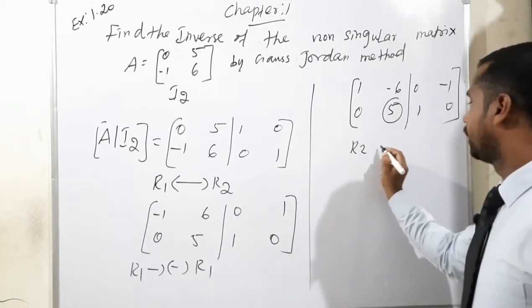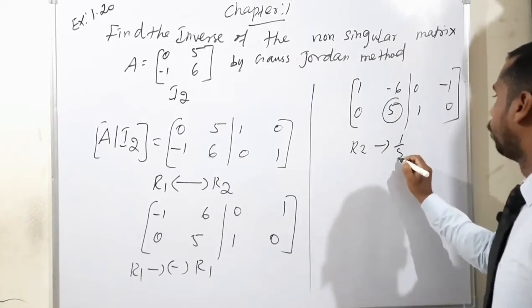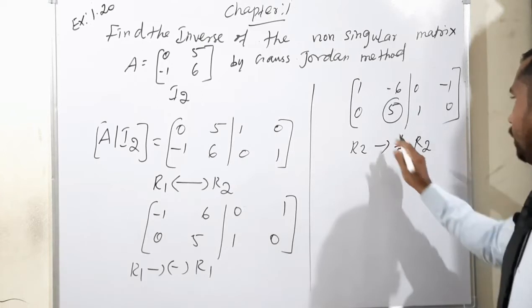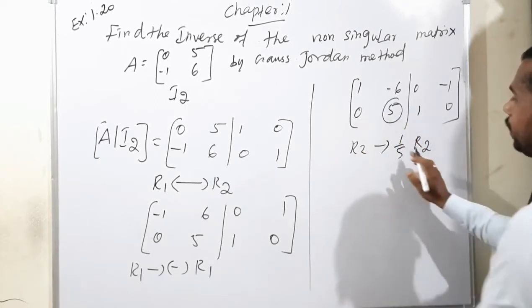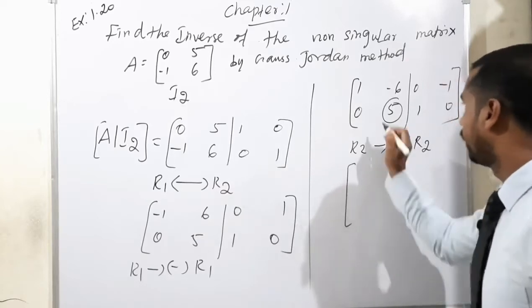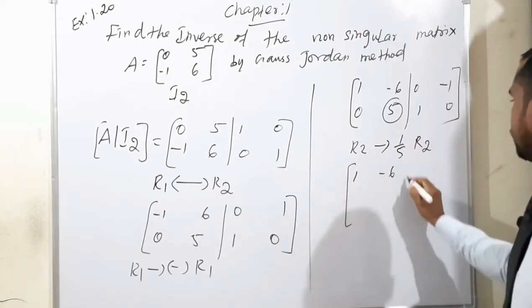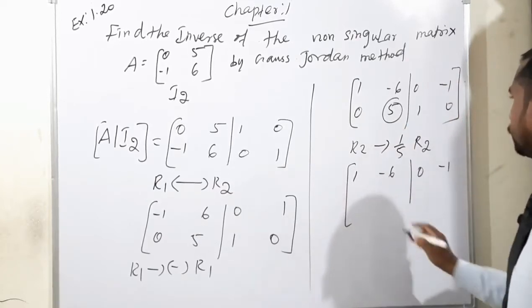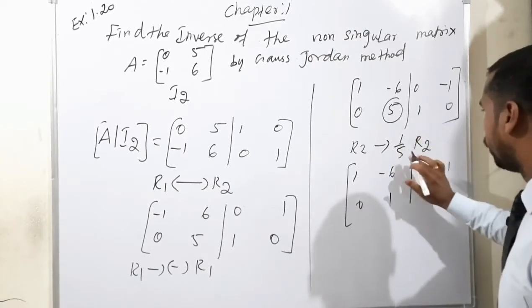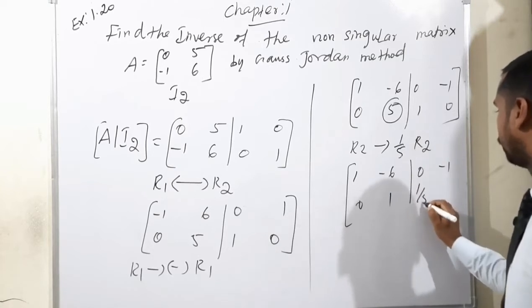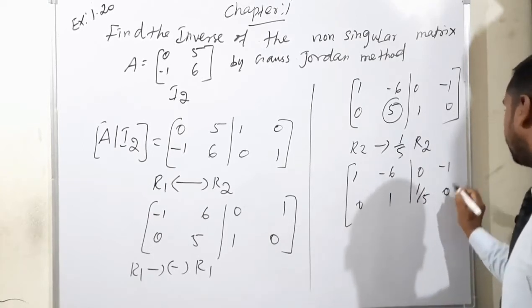Next diagonal, the second term, 5 is there. We have to rearrange. R2 gives definitely 1 by 5 into R2. Each and every row term multiplied by 1 by 5. So row 1 as it is: 1, minus 6, 0, minus 1, 0. Then 5 divided by 5 means 1 will come. Again 1 divided by 5, isn't it? So 1 divided by 5, then 0.